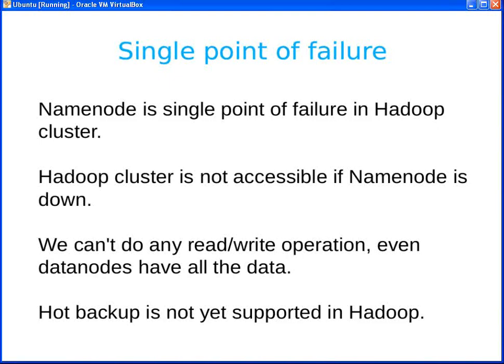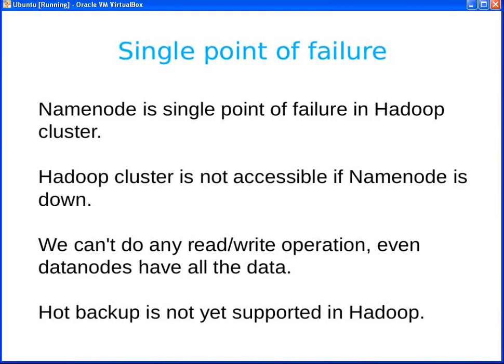We can't do any read-write operation even though data nodes have all the data. As we discussed on the first slide, your data is available on data nodes and even the data is processed from data nodes. But still we can't access that because our intermediator, that is name node, through which we can read or write our data, that service, or you can say that machine, is down. Hot backup is not yet supported in Hadoop.